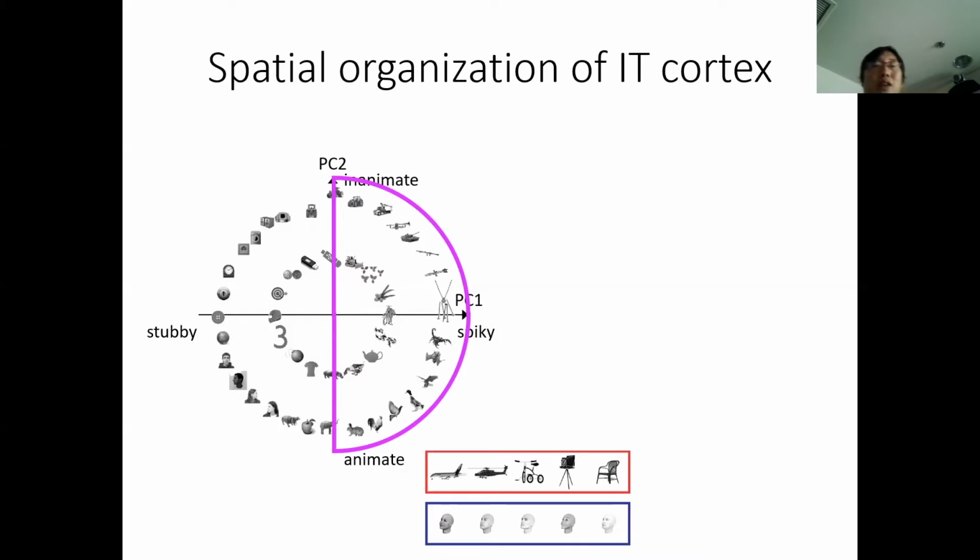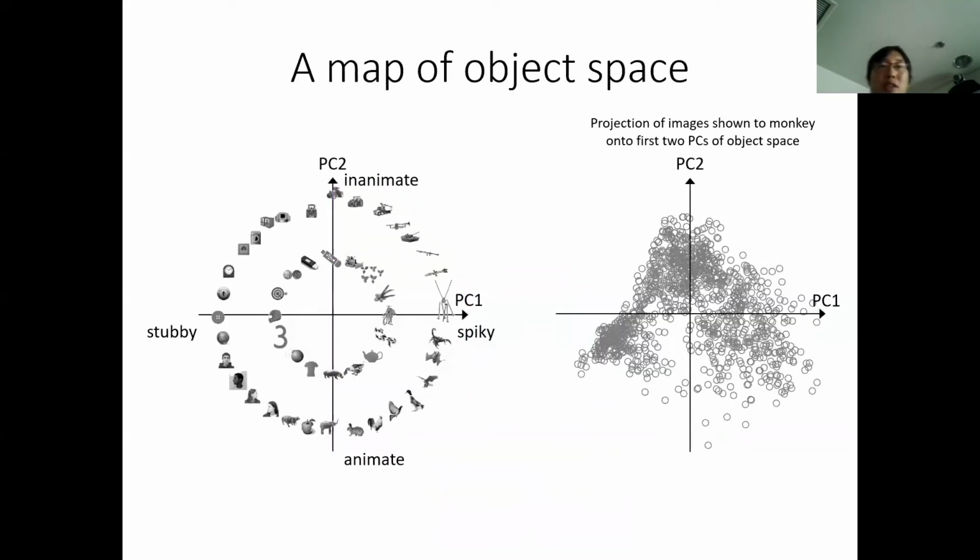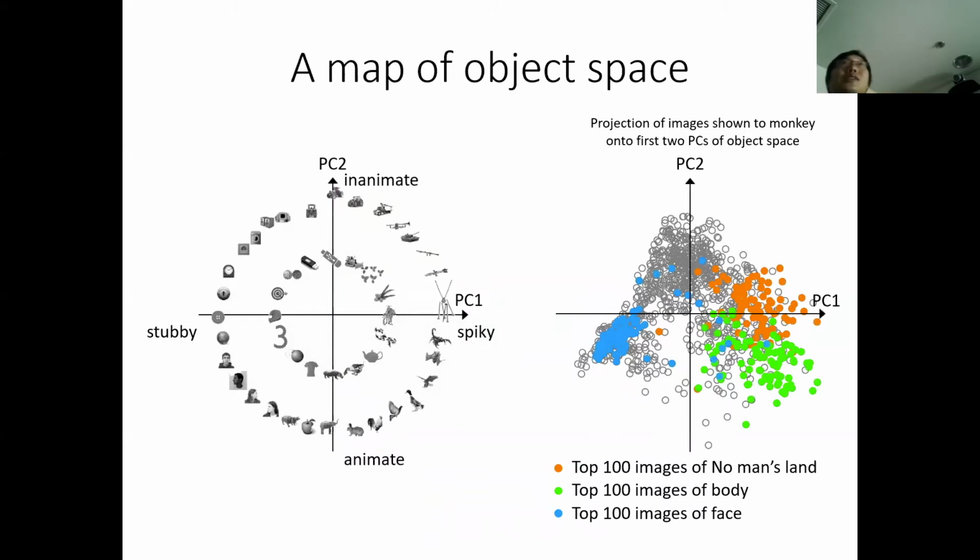It is possible that IT might be topographically organized according to this first dimension of the object space, in the same way that retinotopy is organized according to the polar angle and the eccentricity. As the first step to test this, we projected all the stimuli that we showed to the monkey onto the first 2 dimensions of the object space. Then we marked the top 100 images for the no man's land network, the body network, and the face network. You can see they approximately span 3 quadrants of the space, but there's a missing quadrant that is not represented by any of the cells.